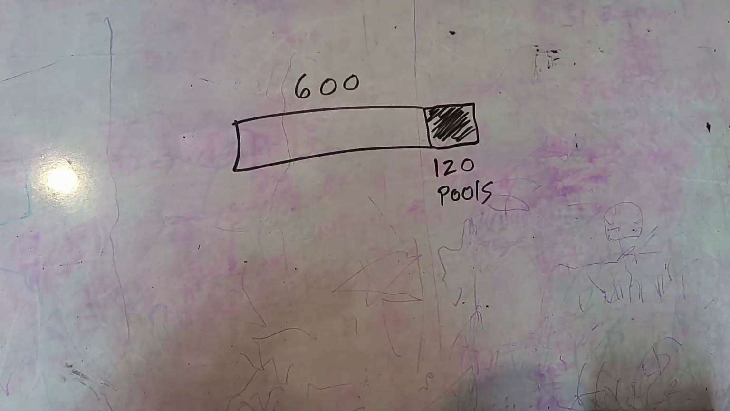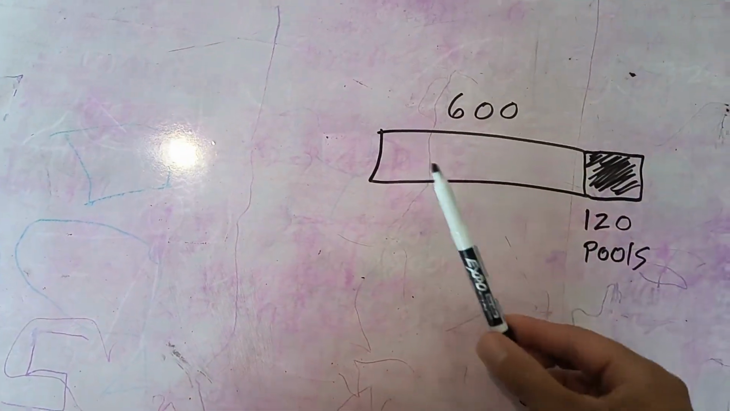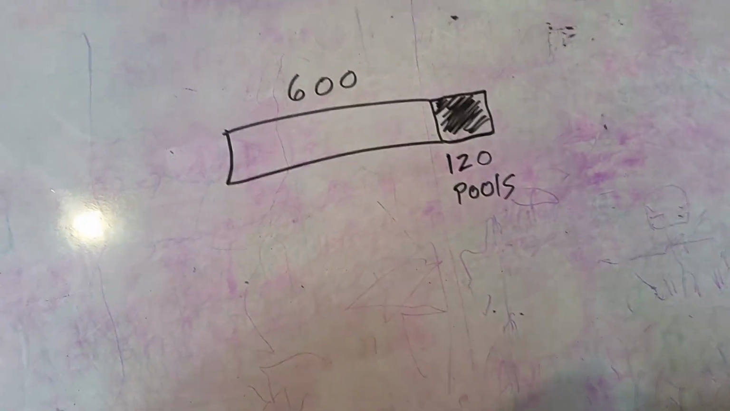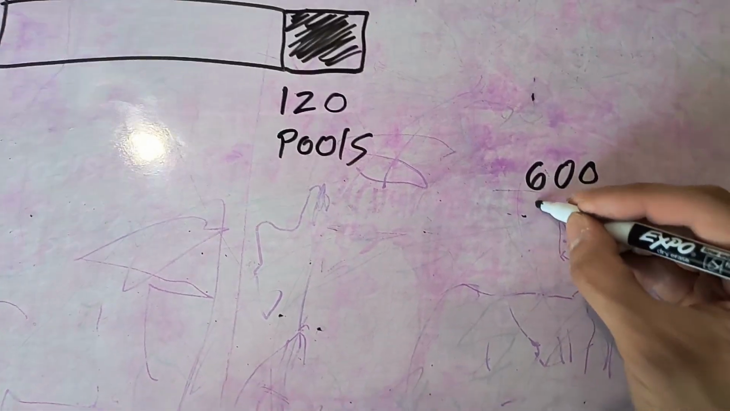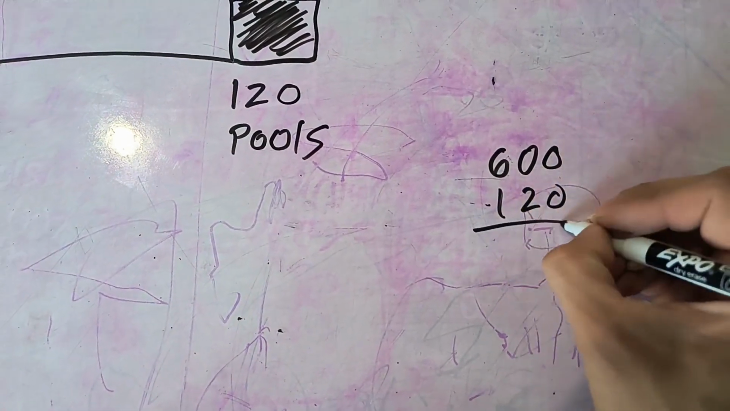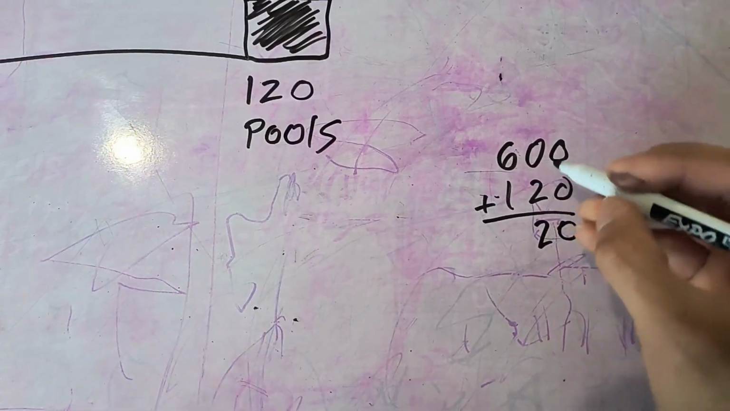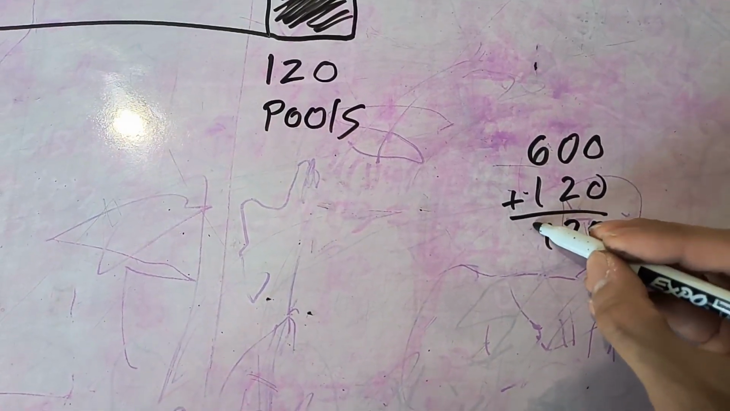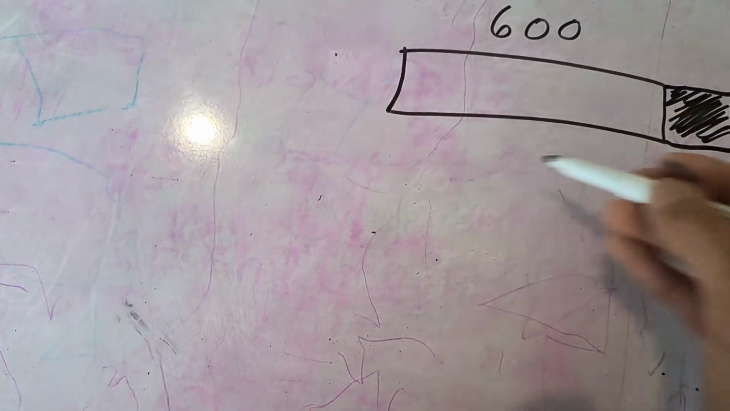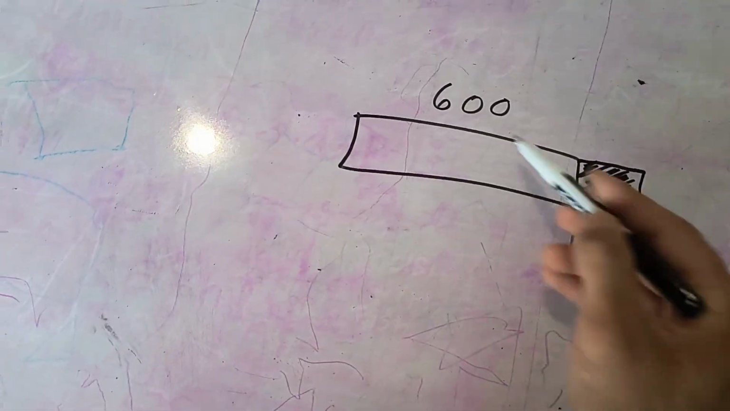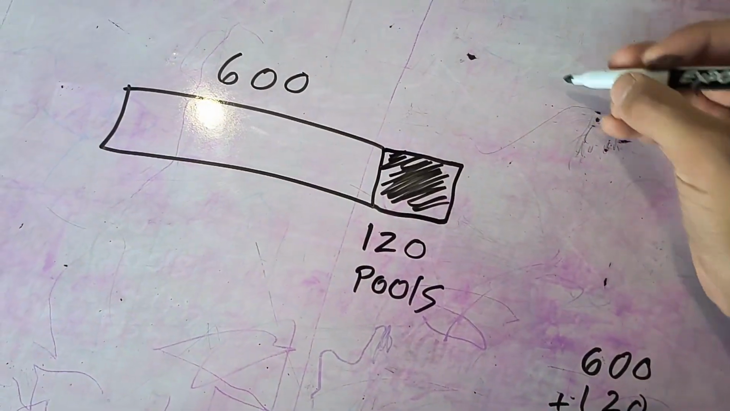Okay? So if we wanted to know the total number of pulls, if we're asked, okay, how many pulls does he have now? Well, we would say, oh, well, it's just this whole part, because this is the 600, plus the shaded in part, which is just 600 plus 120. 0 plus 0 is 0. 2 plus 0 is 2. 6 plus 1 is 7. And that's it. That means this whole new thing, the non-shaded in part plus the shaded in part, is equal to 720.